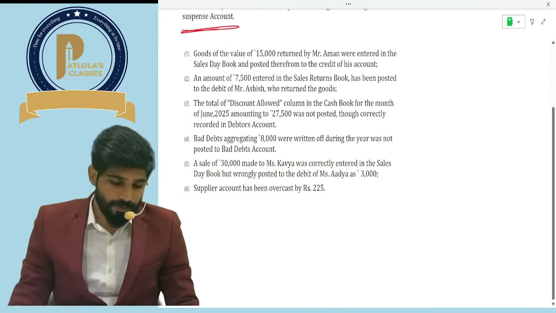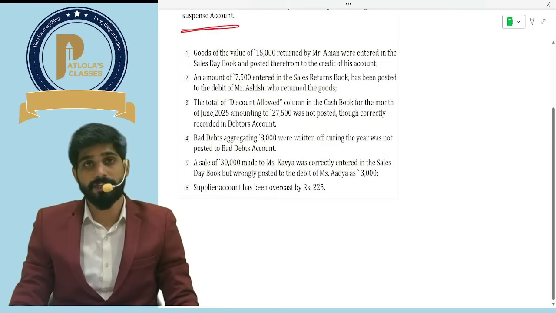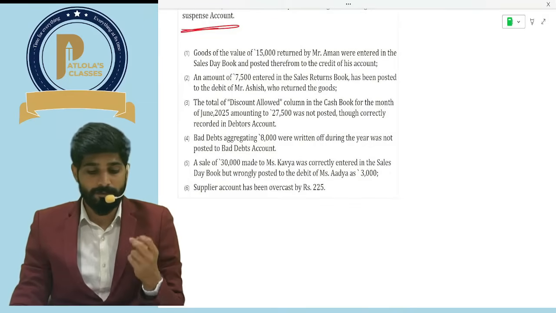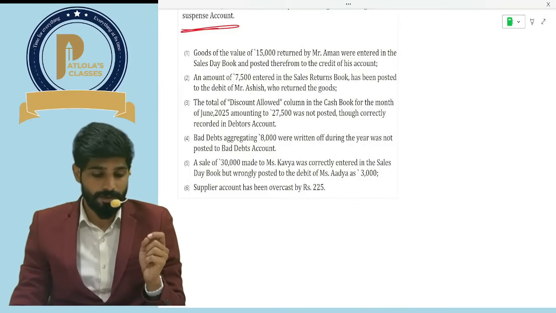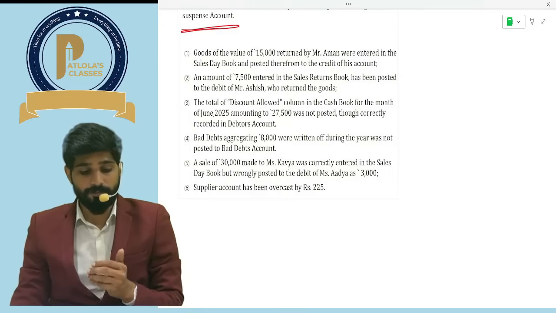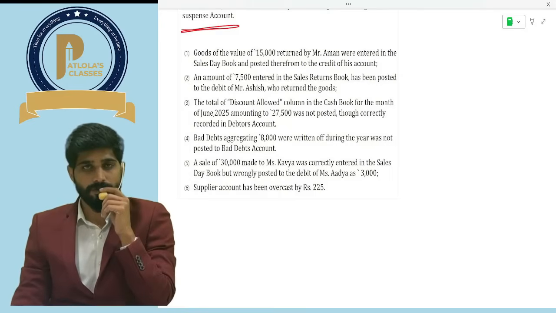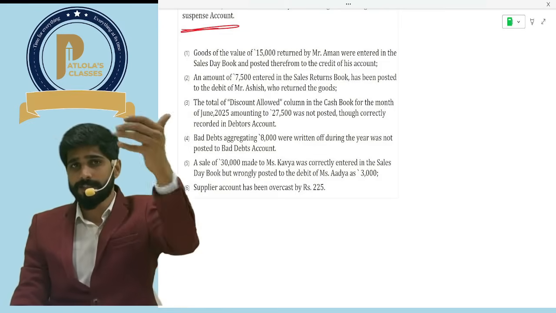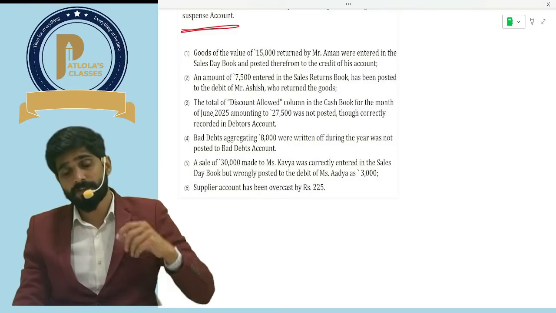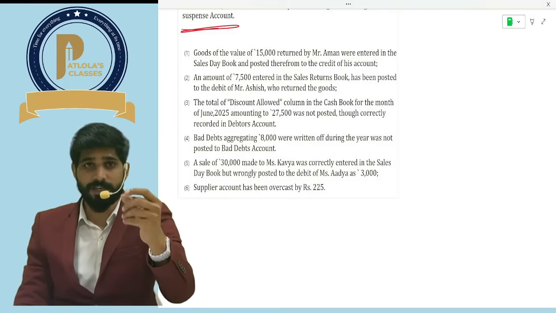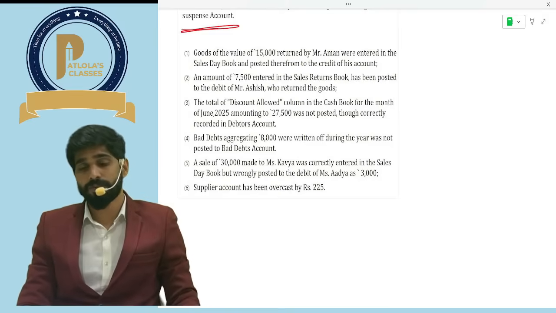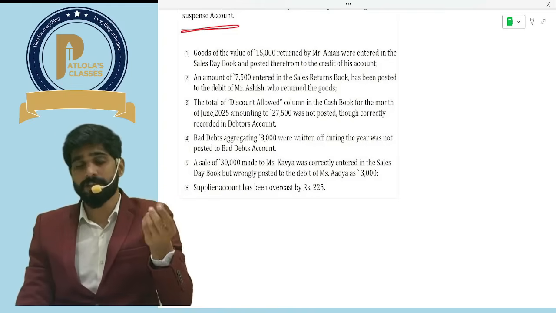Come to the first one. Goods of value 15,000 returned by Mr. Aman. Means customer is returning, so it would become sales return, but it was entered in sales day book instead of entering in sales return book, and therefrom, it was posted to credit of his account. So guys, what is the entry for sales returns? Sales returns account debit to customer. So customer account, his account is properly credited, but they would have debited the sales return, but they have put it in sales account. Sales will have credit balance, sales returns will have debit balance. So instead of debiting sales return, they have credited sales.